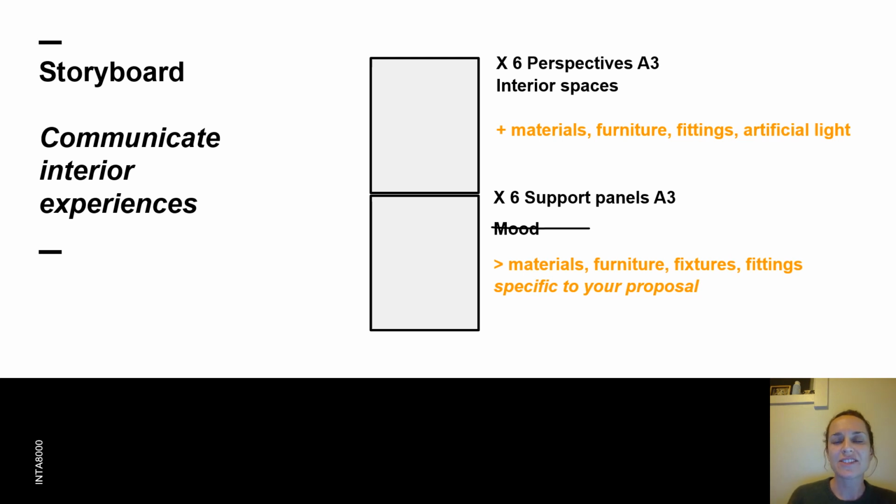You will still have 6 A3 supporting panels, but the images on those panels will no longer be about a general atmosphere or mood or kind of generic precedents. It will be about selecting specific materials, specific pieces of furniture, specific fixtures and fittings that work within your proposal. So you might think of it more so as a palette, a material and FF&E palette.